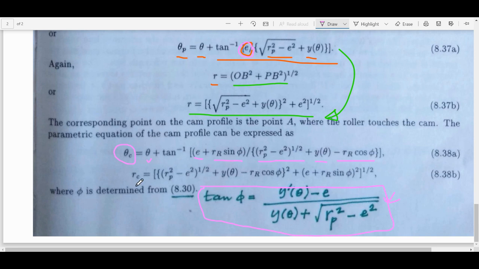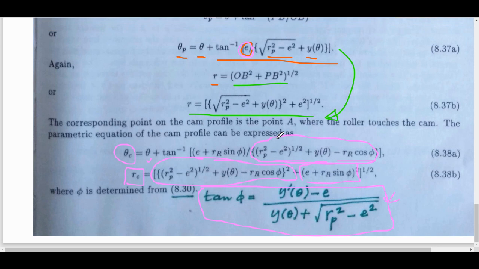And similarly, RC, the point on the cam, is given by the square root of this one squared, which is here, plus the other one squared. Okay, and so we have closed form analytical expressions for the cam profile. There are other types of cams and other topics discussed in the book. Those are not covered in this lecture or in this course this semester. Thank you.